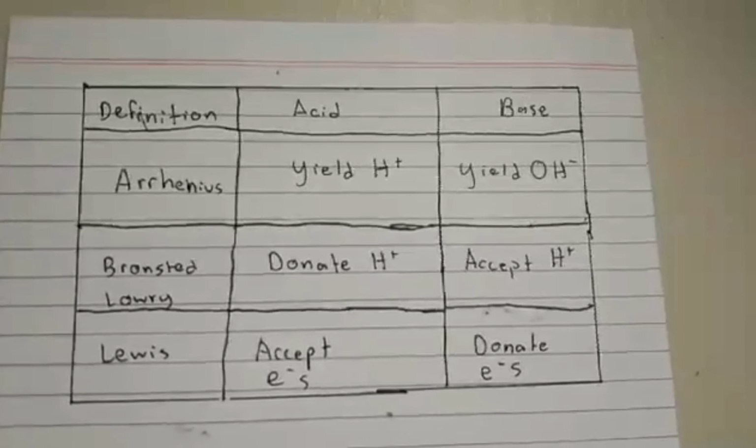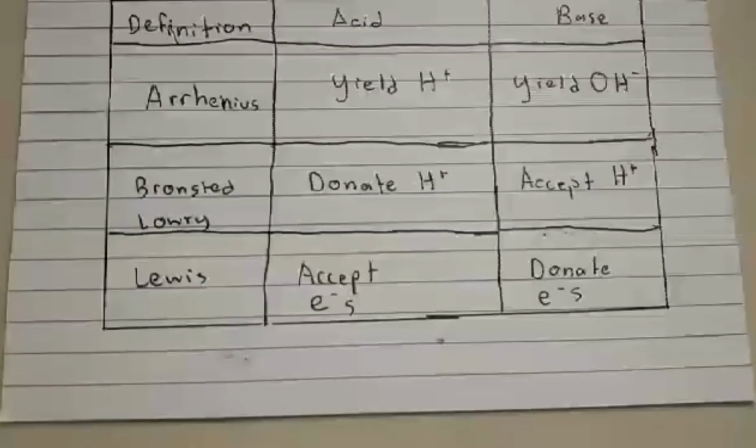So let's take a quick recap. The Arrhenius definition says that acids yield hydrogen ions while bases yield hydroxide ions. On the other hand, the Bronsted-Lowry definition says that acids donate hydrogen ions while bases accept hydrogen ions. Then, the Lewis definition says that acids accept electrons while bases donate electrons. And that's acids and bases.